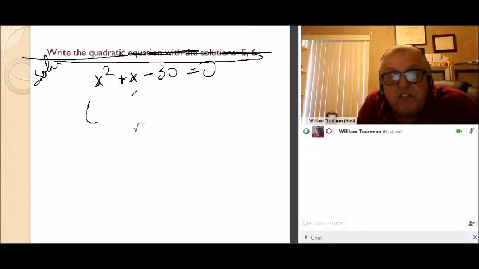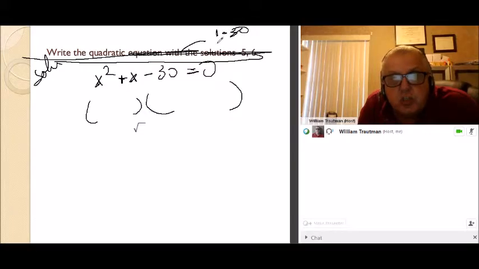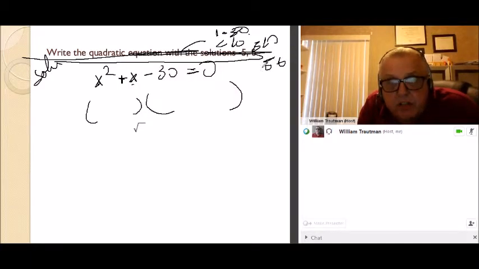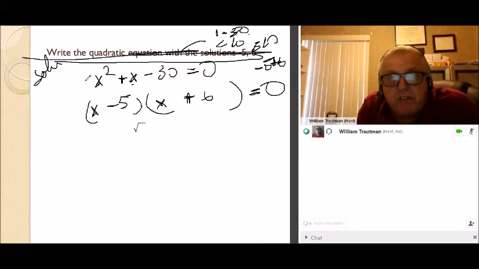What we would do, we would factor this first. 30 is 1 times 30, 2 times 15, 3 times 10, 5 times 6. Do you see 5 and 6 work out to give me a positive 1, a -5 and a +6. So in other words, I have an x -5 and an x +6 that I put in here equals 0. Then I solve for x.